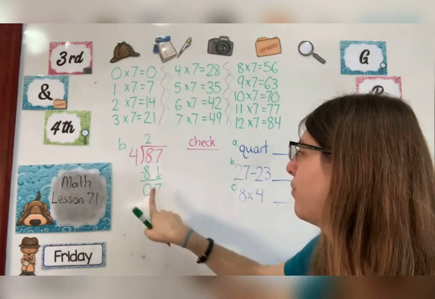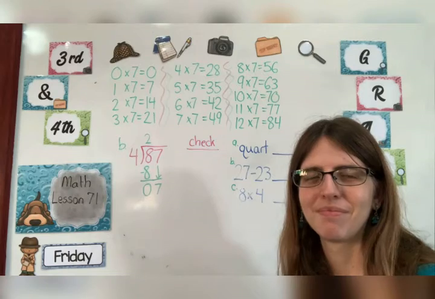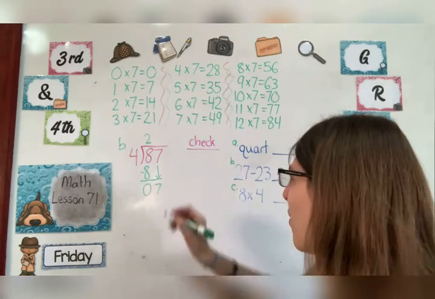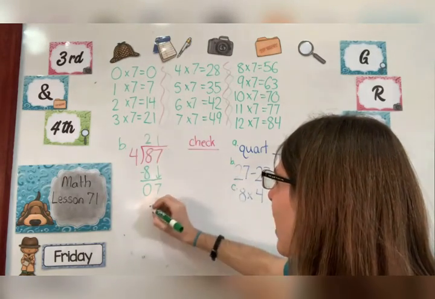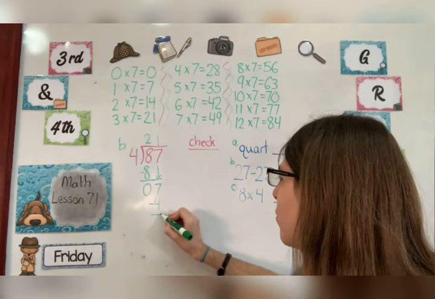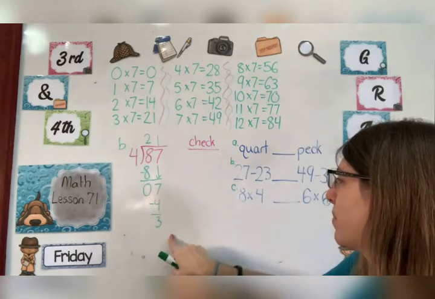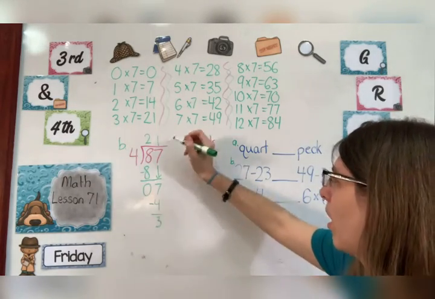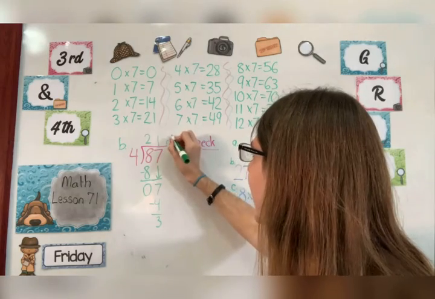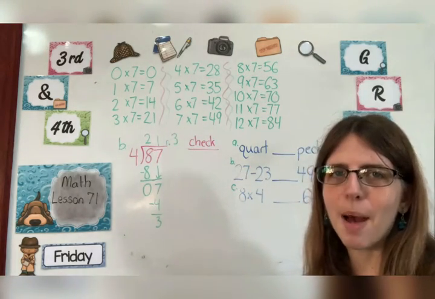How many groups of 4 are in 7? Just one. That's right. 1 times 4 is 4. 7 minus 4 is 3. I don't have anything left to bring down. 3 is less than 4. So my remainder is 3. Make sure you write your remainder up at the top.